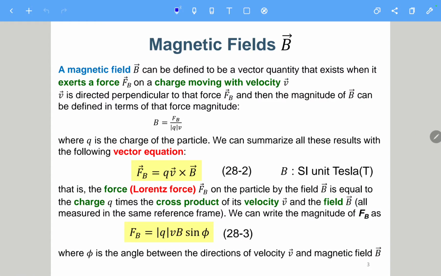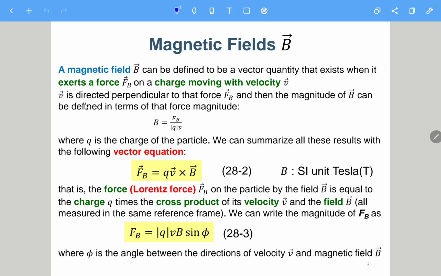Okay, so here we talk about magnetic field. I repeat for the final time, it should be called the magnetic flux density rather than magnetic field, but in this textbook it is always called a magnetic field, so I just keep it like this. Usually I will just call it B field, so you don't mix up. Here, the B field can be defined as a vector quantity that exists when it exerts a force Fb on a charge moving with velocity.